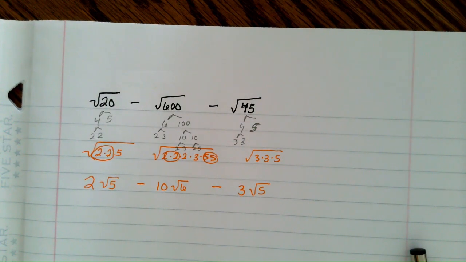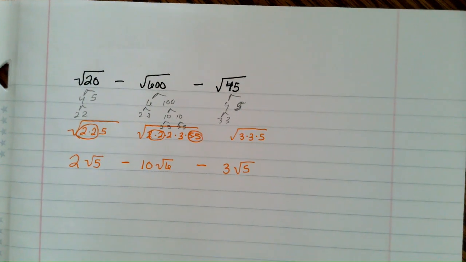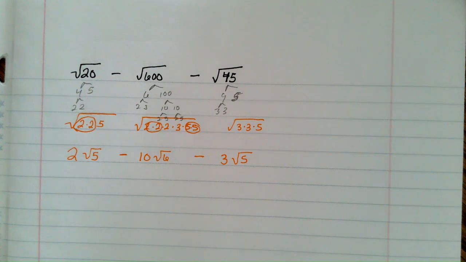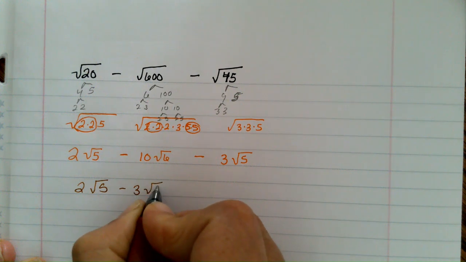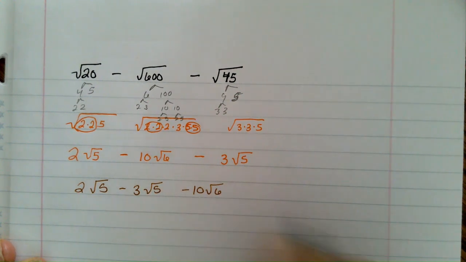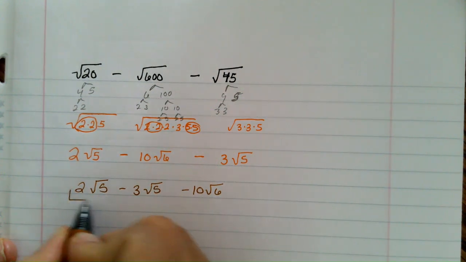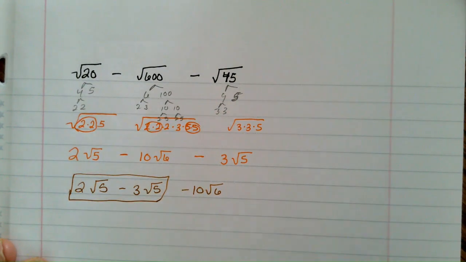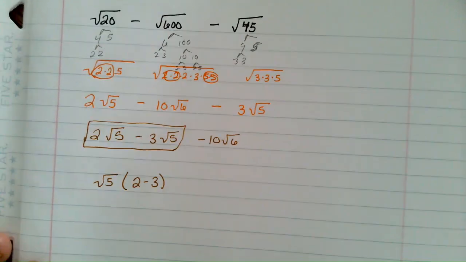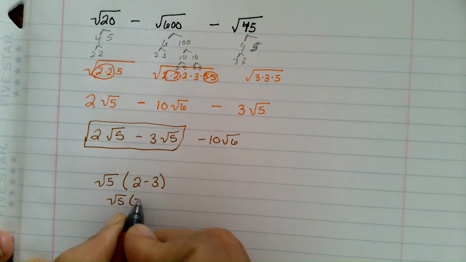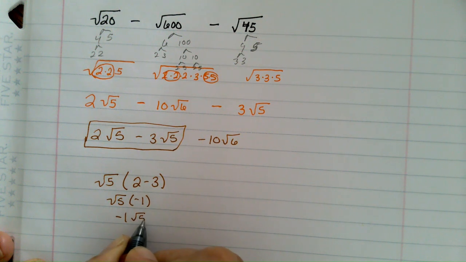Now, I'm going to rewrite this. I'm going to do a little extra step, and then I'm going to explain it and show it something similar. Okay, so if I reorder this and I write 2 square roots of 5 minus 3 square roots of 5 minus 10 square roots of 6. These two have a common factor of the square root of 5. And if I factor that out to the front, I'm left with 2 minus 3, which is negative 1. And the square root of 5 times negative 1 is negative 1 square root of 5.